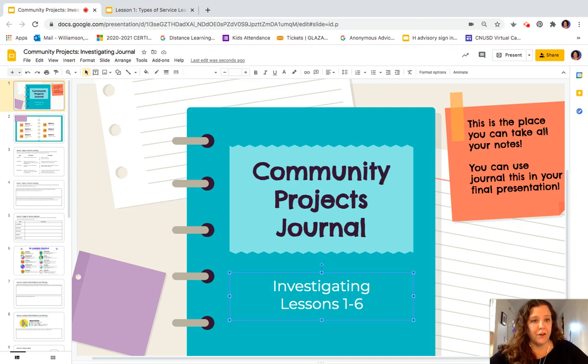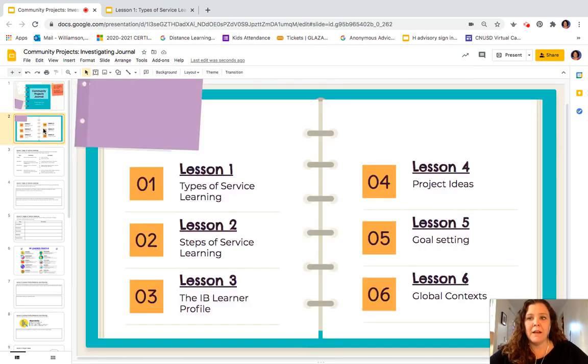I see a note over here on the side. It says this is the place I can take all my notes, and I can even use this journal in my final presentation. So the more time I take now using my journal, the more time I'm going to save later when I have to get ready for my presentation. Slide 2 is a table of contents. I see that this is lessons 1 through 6, and I can see the big idea of each of these lessons. So types of service learning, steps, IB learner profile, and so on.